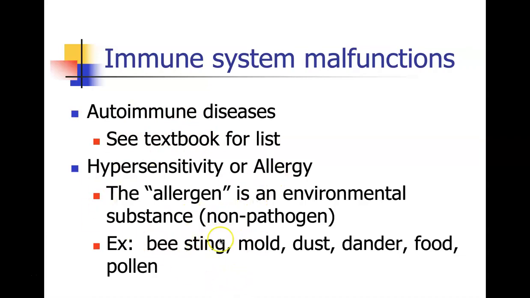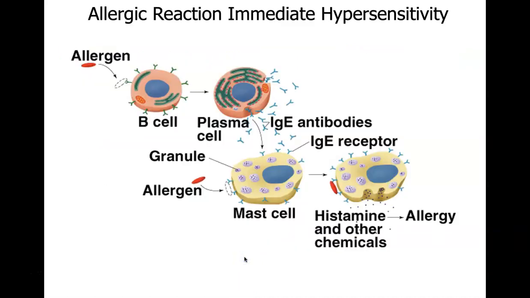So allergens can be things in the environment that are not pathogenic typically. So things like bee stings, mold, dust, dander, food, pollen are all things that could cause an allergic reaction, an allergic response in somebody, which would be activating their immune system. Okay, so in this case, what's happening is your allergen, whatever that happens to be, is binding to a B cell. And the plasma cell then are going to create these IgE antibodies that are going to bind to IgE receptors on mast cells. Okay. And then you get histamine and other chemicals released that cause that immune response to the allergen.